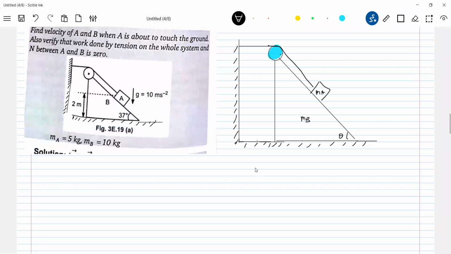Sir, velocity of A is 2 root 10 and B is 8 root 10 by 5. Velocity of A is 2 root 10, sir, and B is 8 root 10 by 5. The wedge will be root 50 by 3. And the velocity of block will be root 20 by 3.